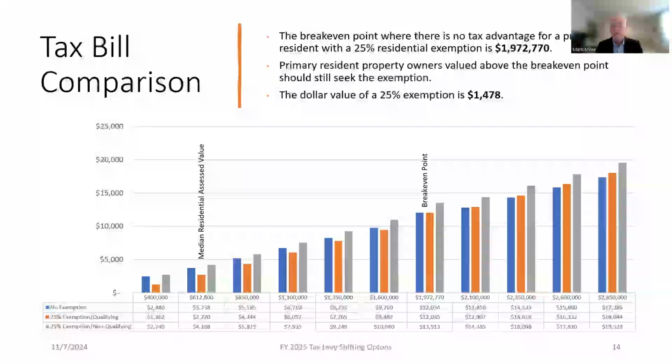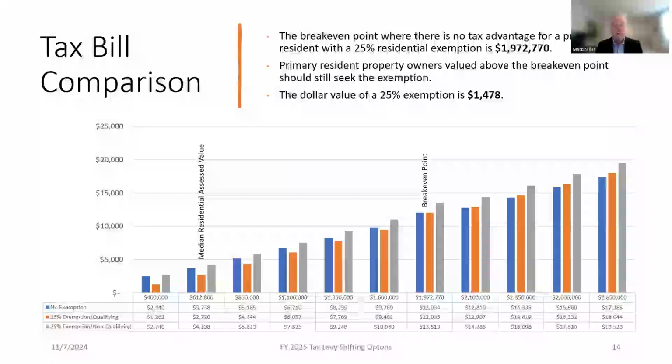So there's no benefit to a property owner at that value or higher from the residential exemption. And you can see as the orange bars illustrate, beyond that value, when you get up into the $2 million and higher range, property owners who qualify for the residential exemption actually pay more in taxes with a 25% residential exemption. This is a progressive tax policy allowed under Massachusetts general law that allows communities to shift a larger burden of the property taxes for the residential class to those higher valued homes and those second homes.